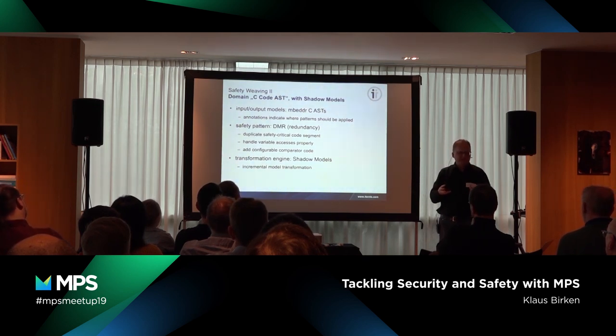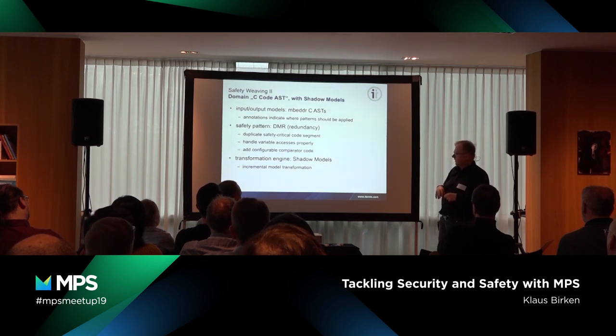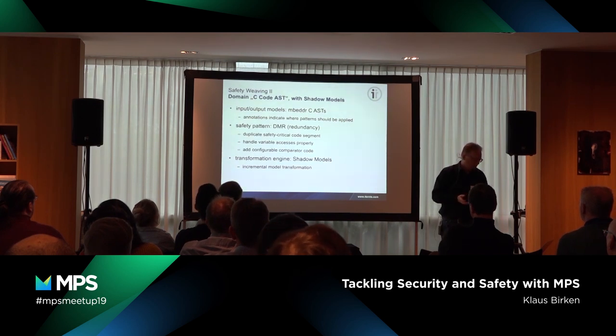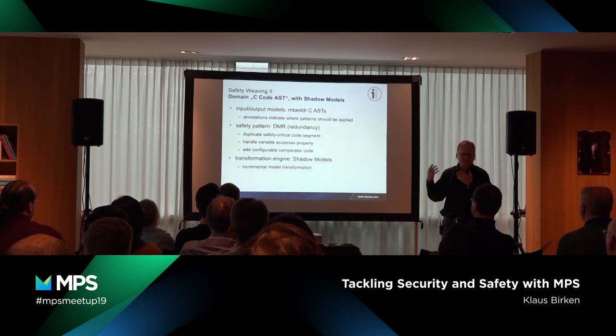And so the challenge here is to find a mapping from C code into this block-like model which allows us to apply the same pattern. And in order to get nearer to this goal, we implemented the same pattern on C ASTs, represented by mbeddr. Handle all the variable accesses properly, so this is one of the key points here. And here we use the shadow models engine as the transformation engine. We picked something else just because it's a research project and we have to check out all the available things.